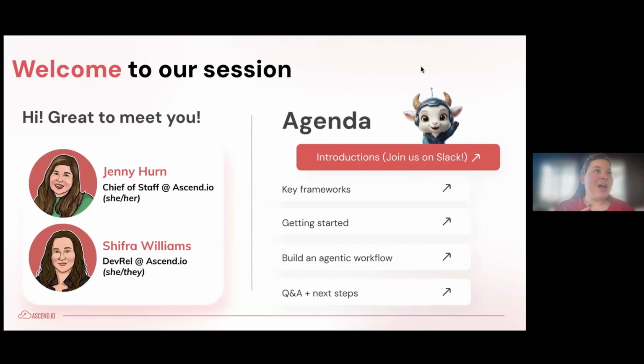My name is Jenny Hearn. I am our Chief of Staff at Ascend.io. And with me on the call, more importantly, is Shifra. Shifra is going to be leading the charge here, helping us really understand what it is that we're building and why we're building the way that we are when we are building custom agents. Shifra's prepared a lot of really great content around context engineering and prompt engineering. And so I'm really excited for you to get all of that great, juicy content, but also to go through the process of building agents together.